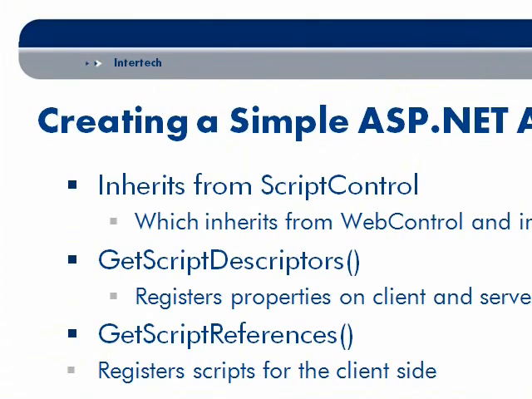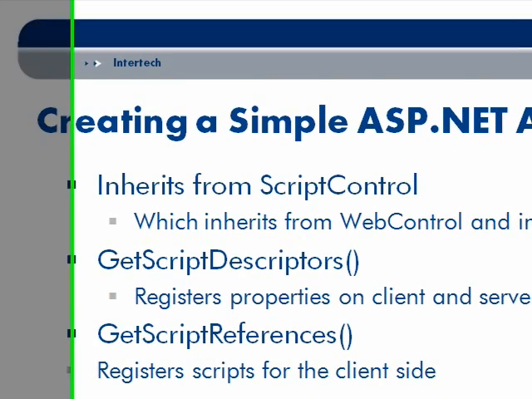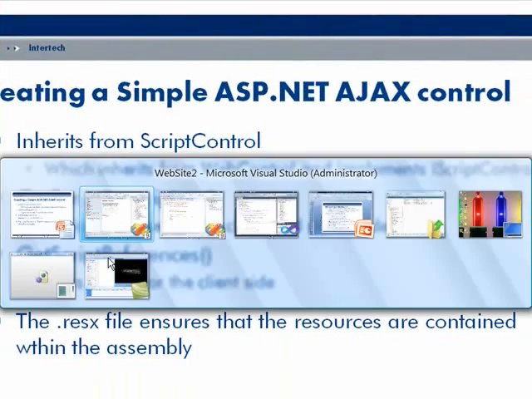Get script descriptors, that's how you register your own properties, register your own enums and other types on the client and on the server side. The other one, get script references, is specifically how to just register the scripts for the client side that should be downloaded automatically. There's also a resource file, the resx, that's the XML version of a resource file, that ensures all your resources are contained within that custom control, that they're not external. They'll automatically be compiled in as an embedded resource.